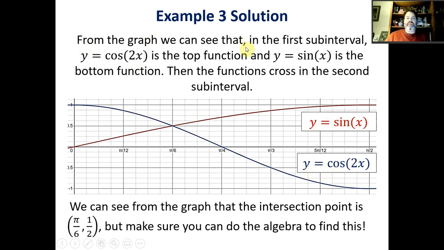So from the graph, we can see that in the first subinterval, cosine 2x is on top, and sine x is on the bottom. Then we have a cross, and then in the second subinterval, sine x is above, and cosine 2x is on the bottom. So we write it out just as an ordinary integral. We just have to remember that where the functions cross, we have to split the integral into two, and we have to switch the order of the functions. So in our first subinterval, it'll be cosine 2x minus sine x, and our second subinterval, it'll be sine x minus cosine 2x.